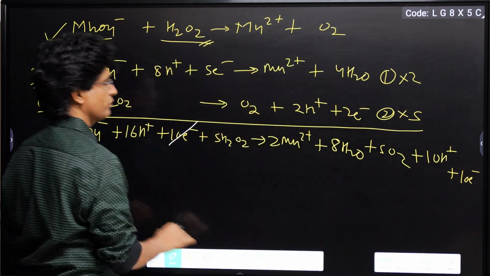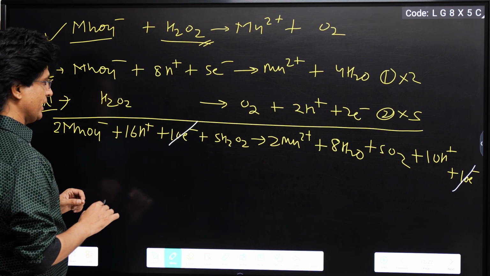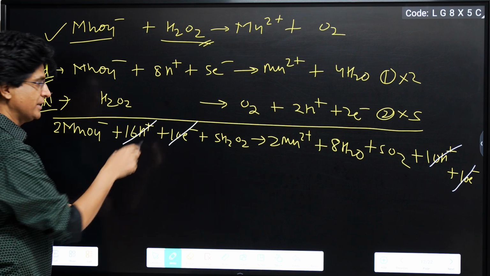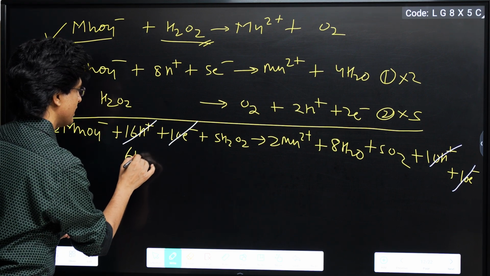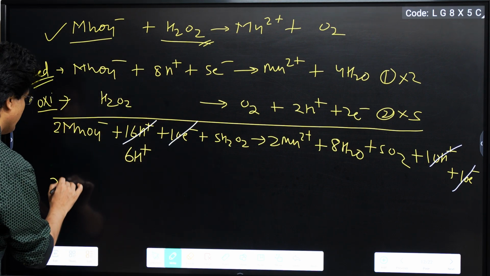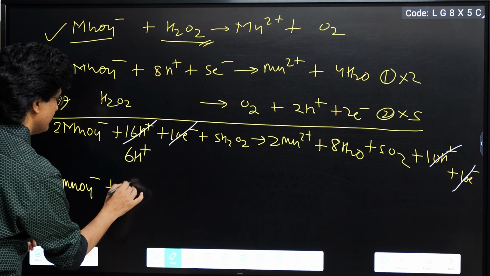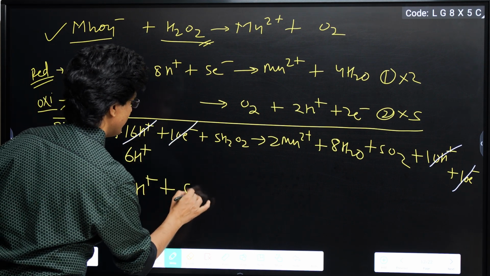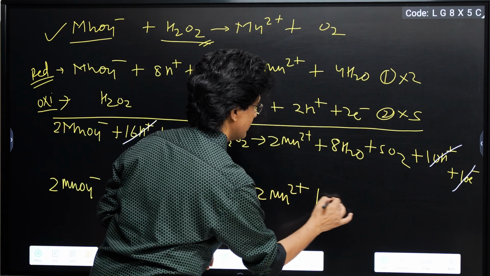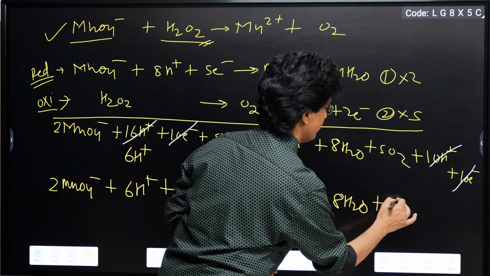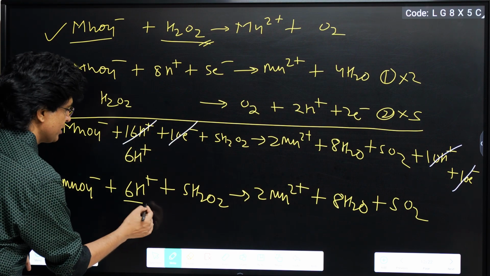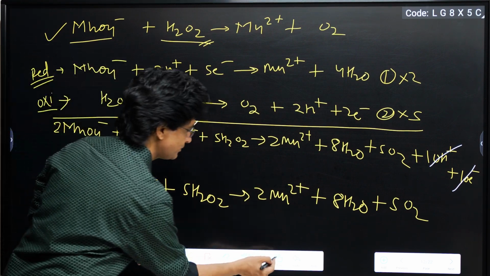But these 10 electrons will cancel with the 10 electrons, and what else can we cancel? We have got 10 H+ ions. 10 H+ ions can be cancelled with the 10 H+ ions over here. Remaining will be 6 H+ ions. Anything else? No, nothing else. So that will be 2 MnO4-, 6 H+, 5 H2O2 giving you 2 Mn2+, 8 H2O and 5 O2. So that is your equation which is balanced in the acidic medium. Presence of H+ ions indicates that we are in an acidic medium.